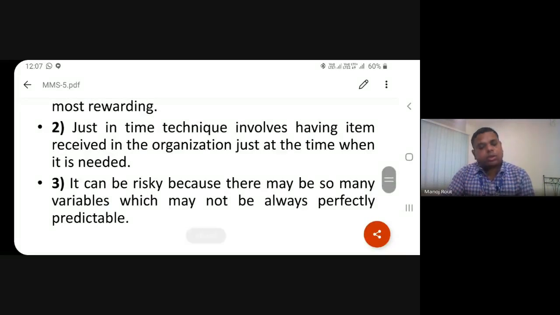So the basic concept of just-in-time is that when you require a particular product, it should be easily available in the organization, as far as the manufacturing aspect is concerned. But in the service industry, when you need the product, it should be speedily, safely, and quickly delivered to the customer, when the customer needs the particular product or demand. The next part, it can be risky because there may be so many variables which cannot always be perfectly predicted.